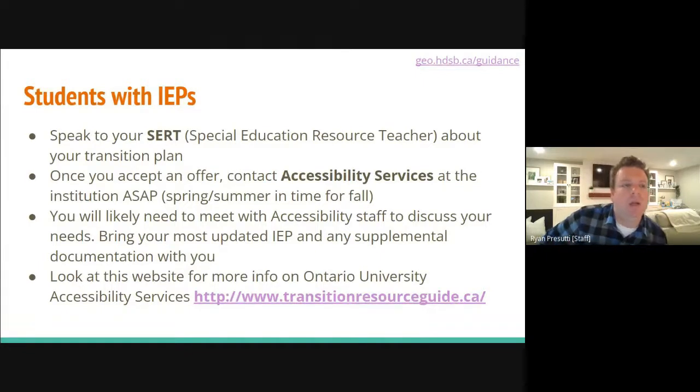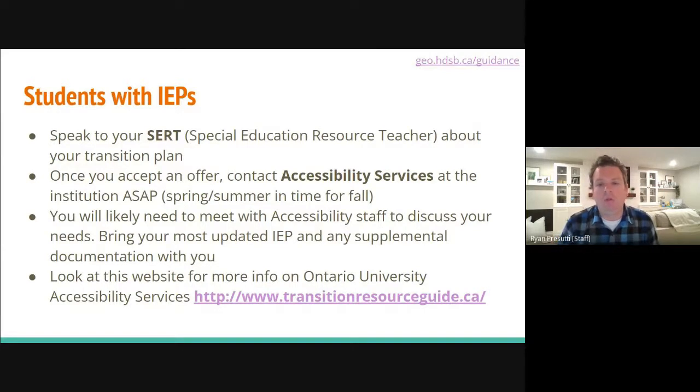It is something that is a legal document in high school, but not really at post-secondary. So first and foremost, students with IEPs should speak to their CERT, their special education resource teacher, about the transition plan to post-secondary. And then once they actually accept that offer for a school in semester 2, most likely, if your student has an IEP and they want that additional support, we strongly encourage that they contact accessibility services immediately.